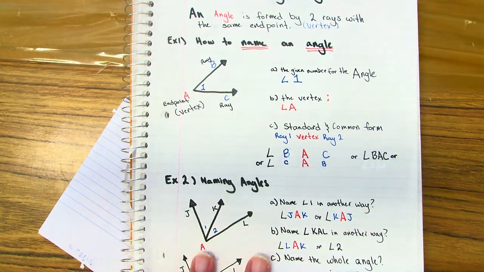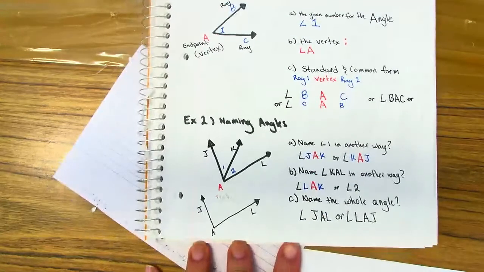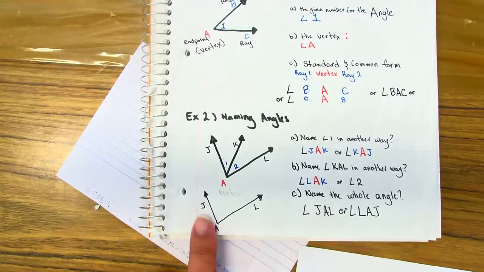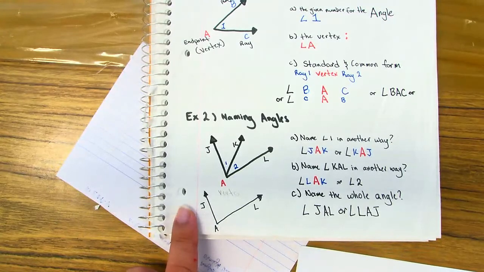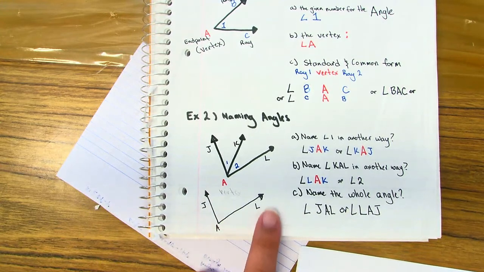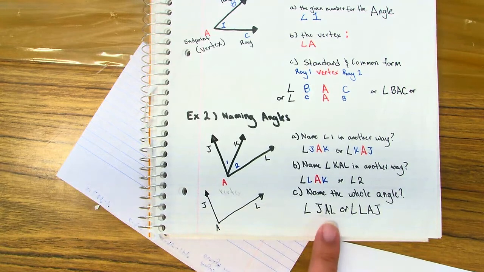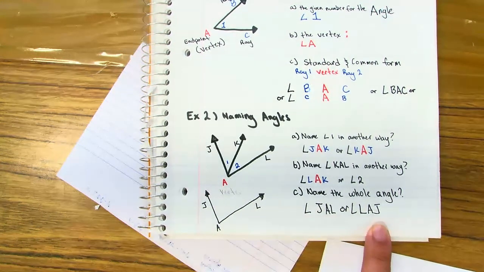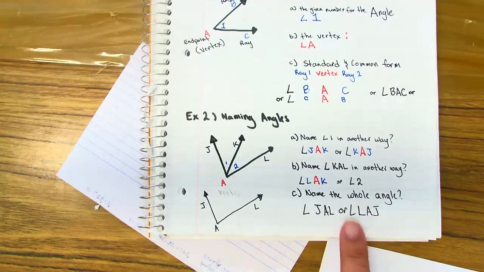Last one we're going to be doing is name the whole angle. Example here, on the left, I kind of drew it for you, was angle A with the ray of J and the ray of L. Angle JAL, or angle A with the ray of J and the ray of L. That's a better way to phrase it, right? Angle A with the ray of L and the ray of J.